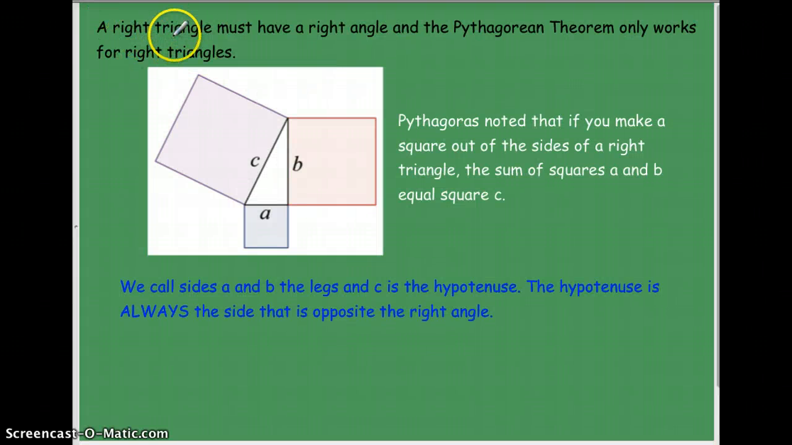Now, a little review of a right triangle. A right triangle has to have a right angle, a 90-degree angle. And the Pythagorean theorem, again, only works if it's a right triangle.